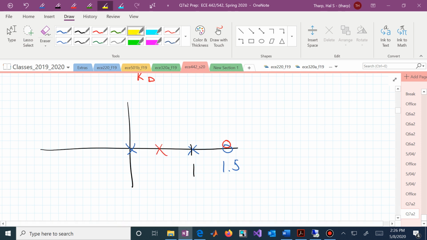Hopefully what you can see then is this segment of the real axis does not belong on the root locus because we have an even number of poles and zeros to the right. This segment does belong, and that segment actually contains 2 branches of our root locus, and this segment belongs.